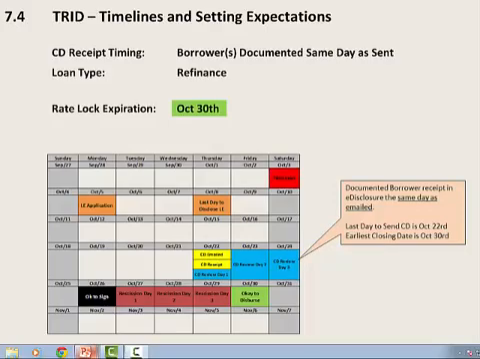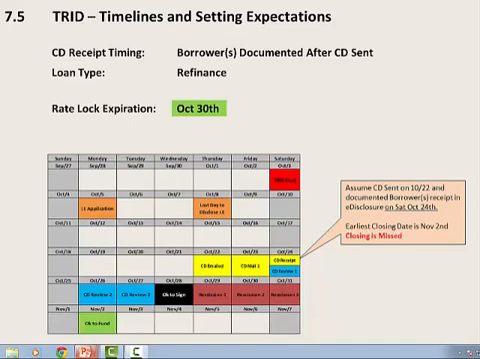Tuesday, the 27th, is rescission day 1. Wednesday, the 28th, is rescission day 2. Thursday, the 29th, is rescission day 3. Friday is the first day to disperse. In this example, where everything worked perfectly, the closing is met.